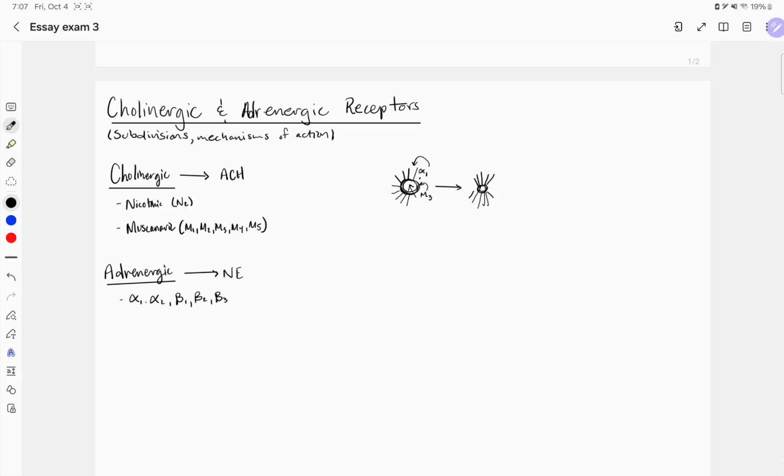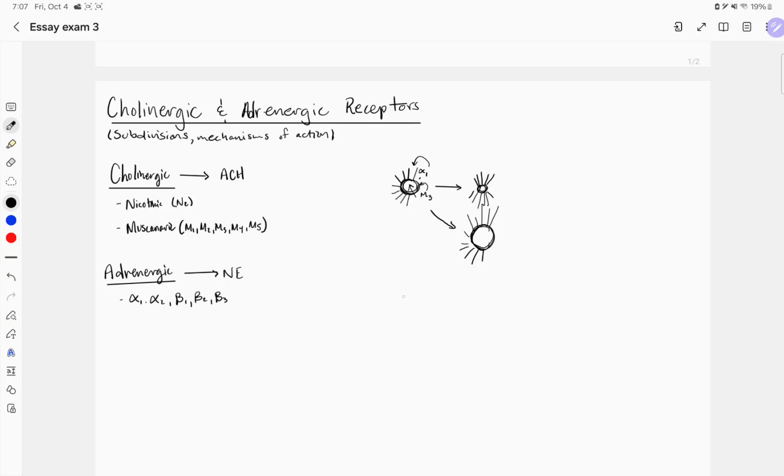Now, if we have norepinephrine that's being released as a neurotransmitter, then in greater amounts, what's going to respond is the adrenergic receptor A1, and that is going to cause the eye to dilate as a sympathetic nervous system response.